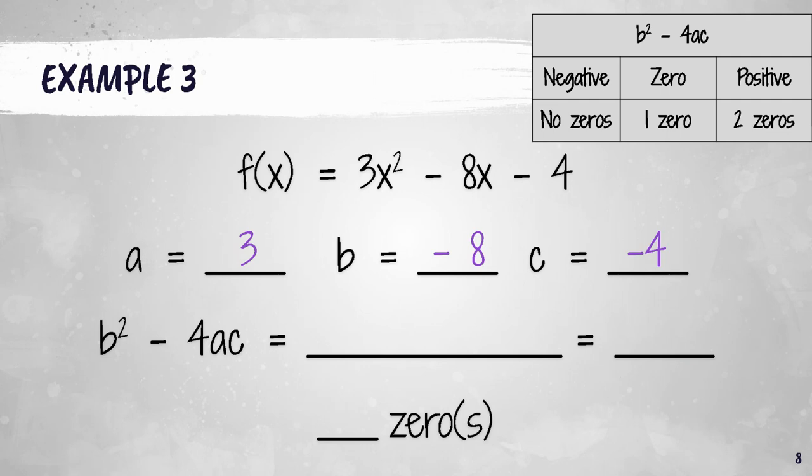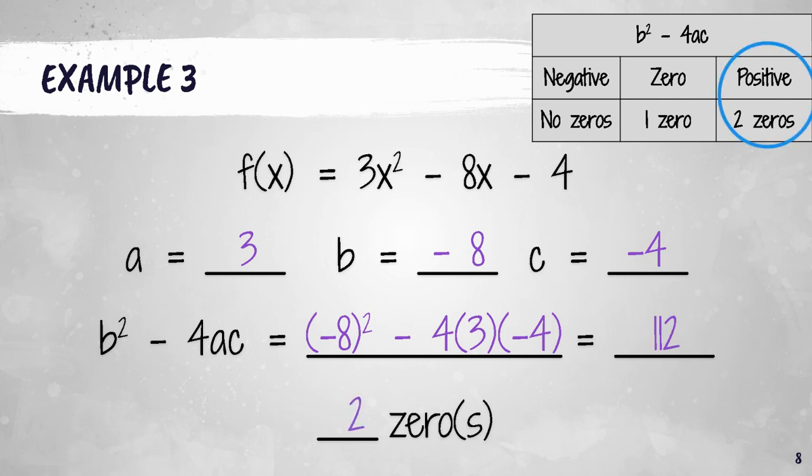And then b squared is going to be negative 8 squared. Minus 4 is always there. And then a is 3 and c is negative 4. Okay? I'm going to go type this in my calculator here in just a second, but I should get an answer of 112, which is a positive number, so it has 2 zeros.